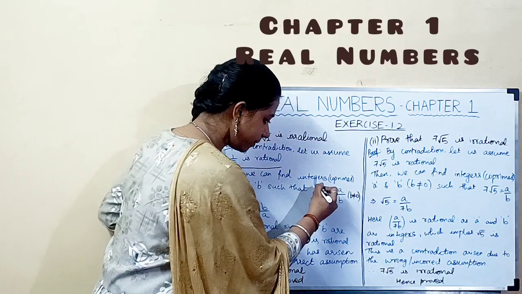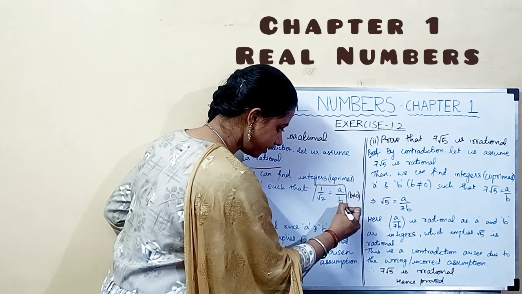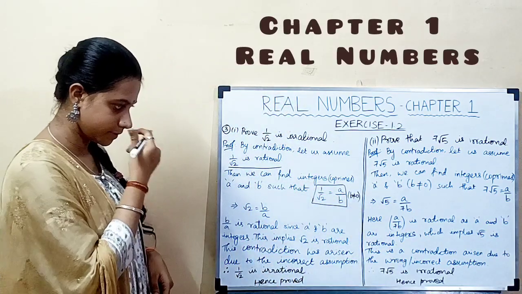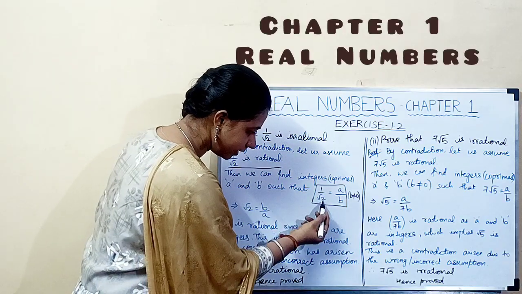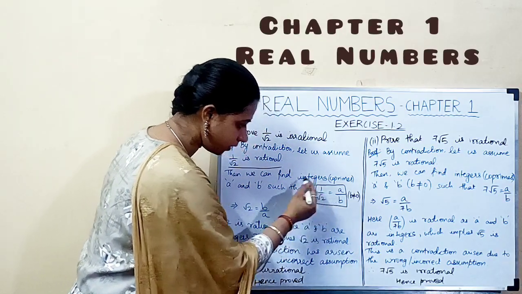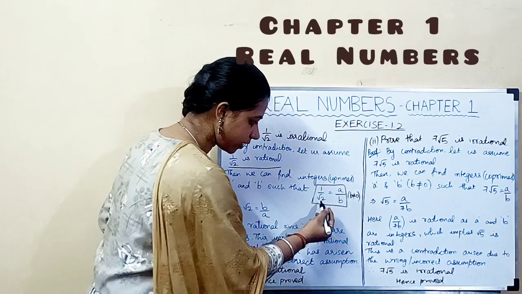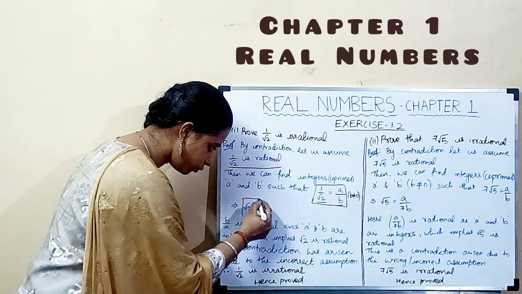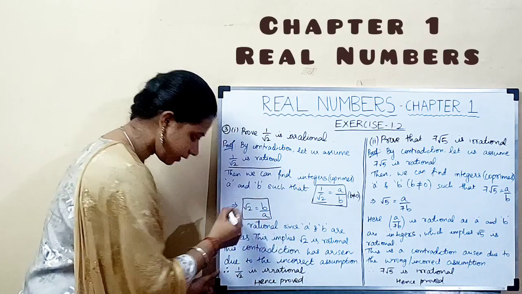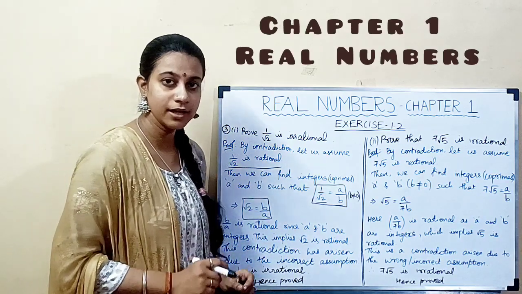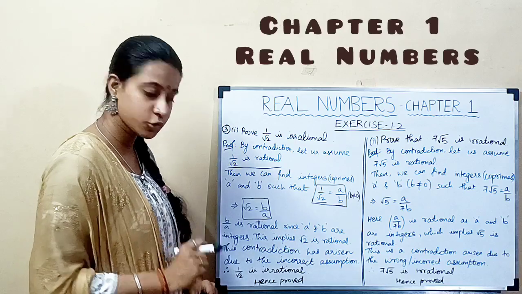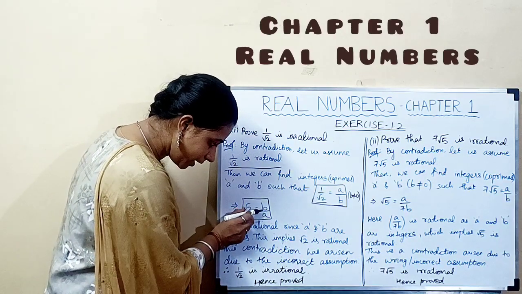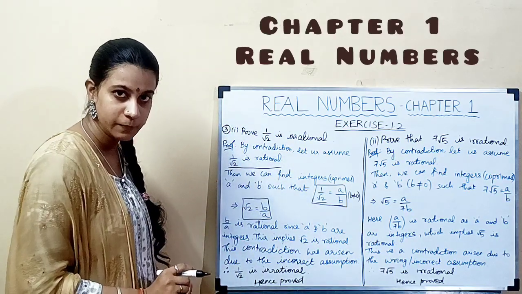In the form of 1 by root 2 is equal to a by b, where a and b are co-primes. Here, to make root 2 the numerator, we just reciprocate both sides of the equal to, and we get root 2 is equal to b by a. Here again we know that a and b are integers, so this form b by a is rational.